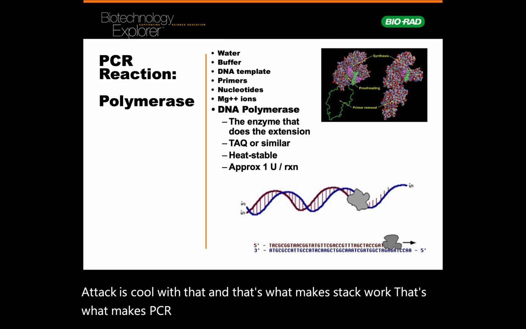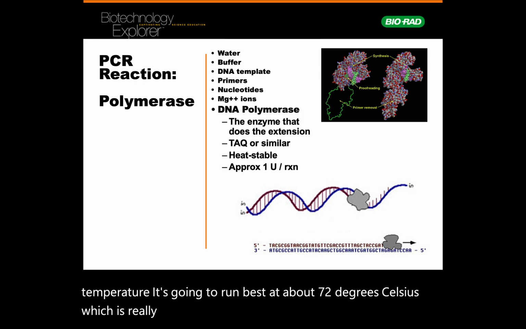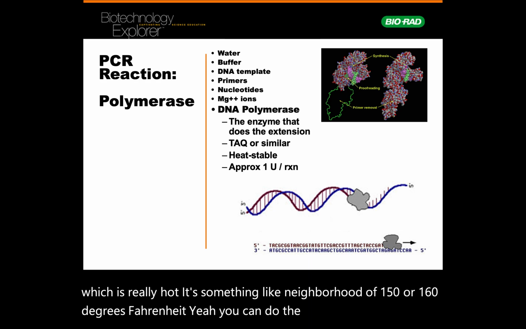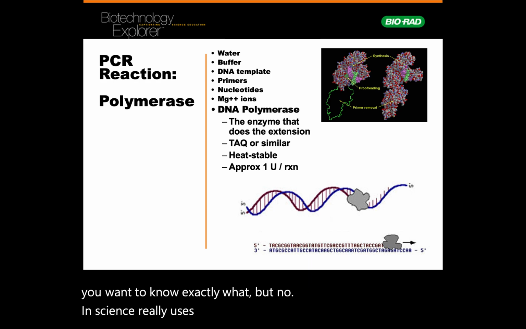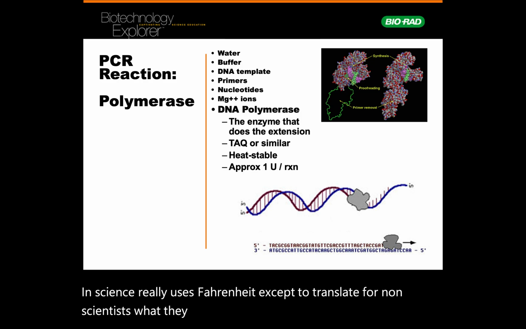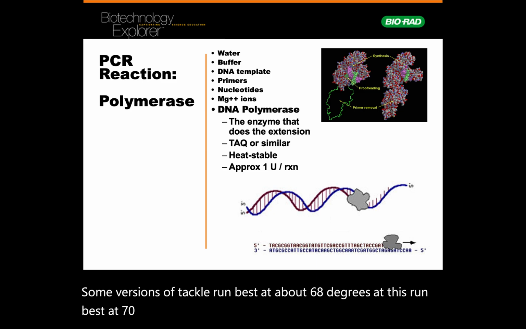And then Taq is going to have an optimum temperature. It's going to run best at about 72 degrees Celsius, which is really hot. It's something like in the neighborhood of 150 or 160 degrees Fahrenheit. Yeah, you can do the calculation yourself if you want to know exactly what. But nobody in science really uses Fahrenheit except to translate for non-scientists what they're talking about. So I don't know what it is, but yeah. Some versions of Taq will run best at about 68 degrees, others run best at 72 degrees.